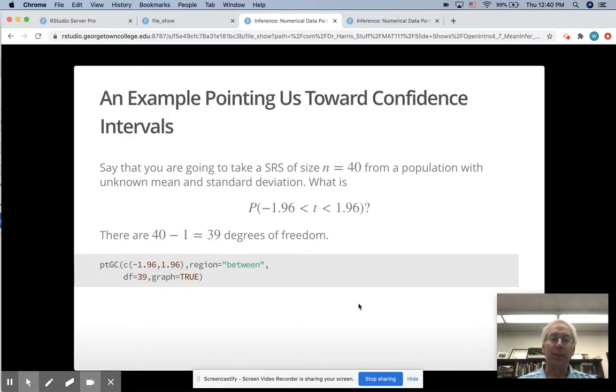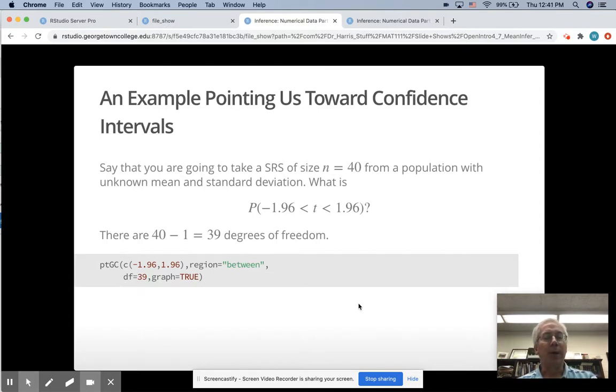So we will do a little bit more with PTGC here to help us think about how things are going to be a little bit different when we're dealing with confidence intervals. So you've got a simple random sample of size 40. You don't know the mean or standard deviation, but let's ask, what's the probability that the t-score would be between negative 1.96 and 1.96? Well, as long as we know the sample size, we know the number of degrees of freedom, and so we can calculate the area between negative 1.96 and 1.96 underneath a t-distribution with that many degrees of freedom. So why am I doing 1.96 here?